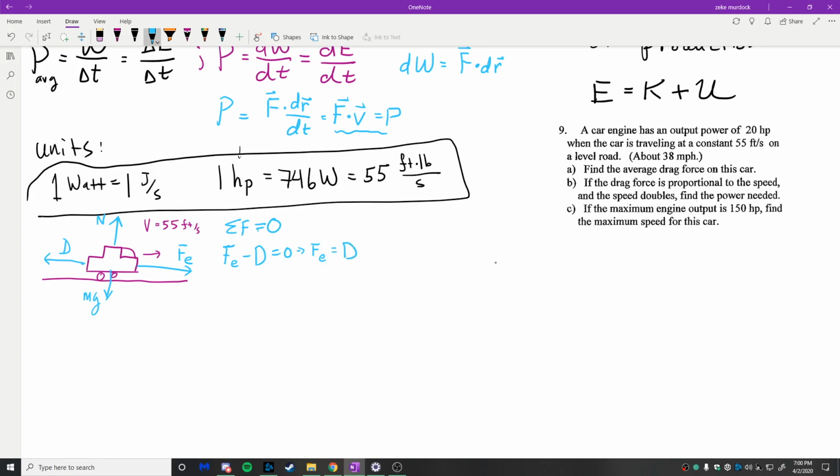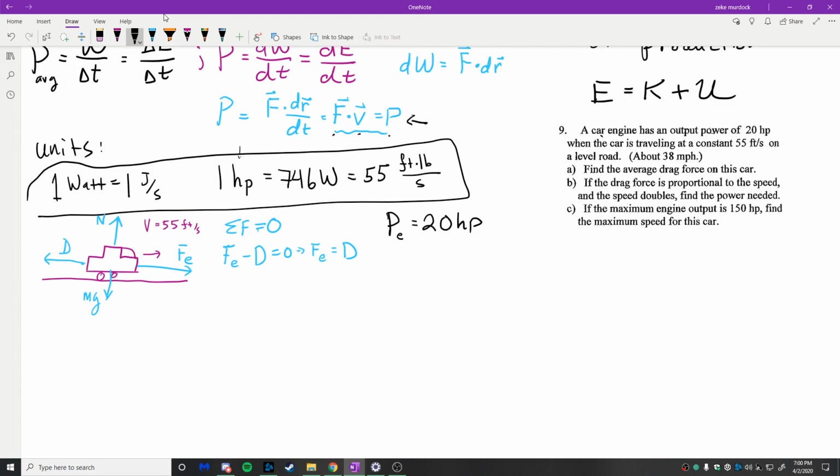All right, now we have some information here. Let's start writing some stuff down. The engine has an output power of 20 horsepower. So I'm just going to call that the power of the engine and say it's equal to 20 horsepower. The car is traveling at a constant velocity. We already defined that as v, and we want to find the drag force on the car. The equation we're going to want to use for this is the equation that relates power to velocity and force, because those are the things that were given in the problem.